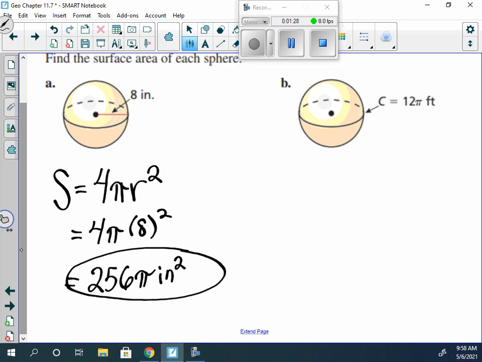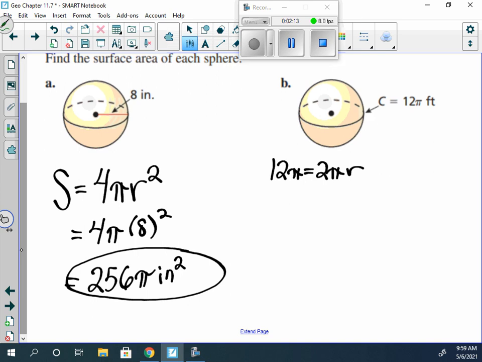Any questions on our first circle that we have here, finding the surface area of this? Now the next one that we have is this circle here. They told us C is equal to 12 pi. Well, C is our circumference. So they didn't give us the radius, but we do know that the circumference is equal to 2 pi r. So the 12 pi is equal to 2 pi r. For these, we have to find the radius first, and once we find it, we can plug it in.